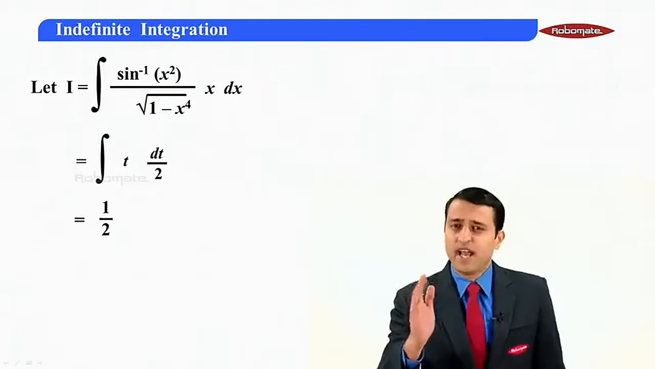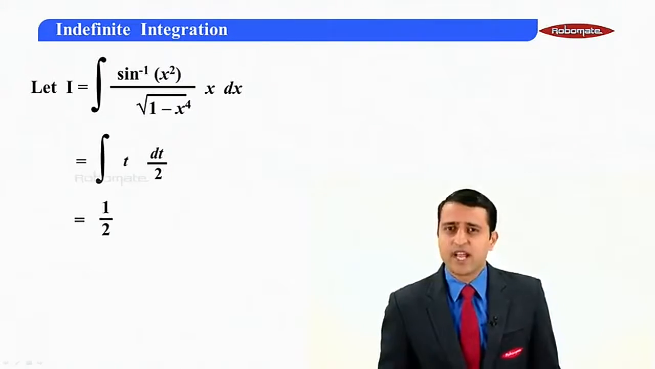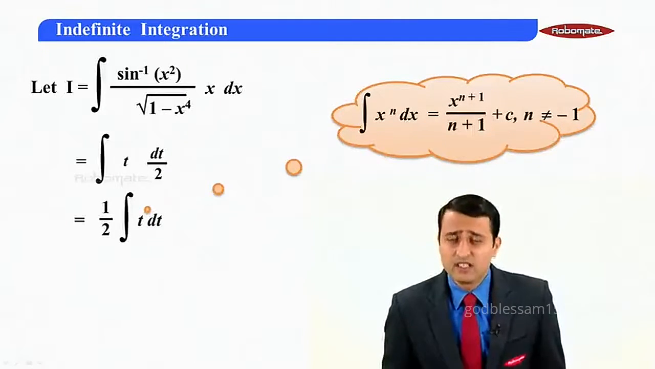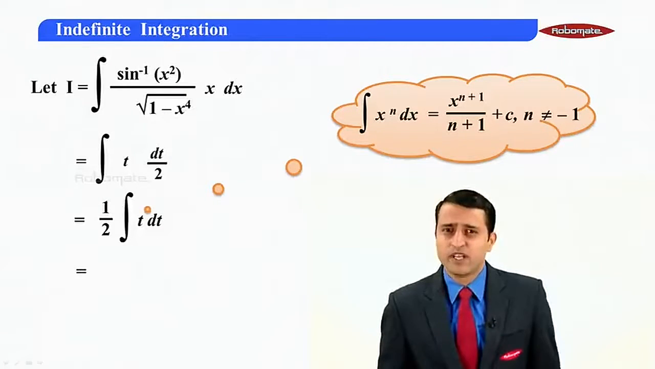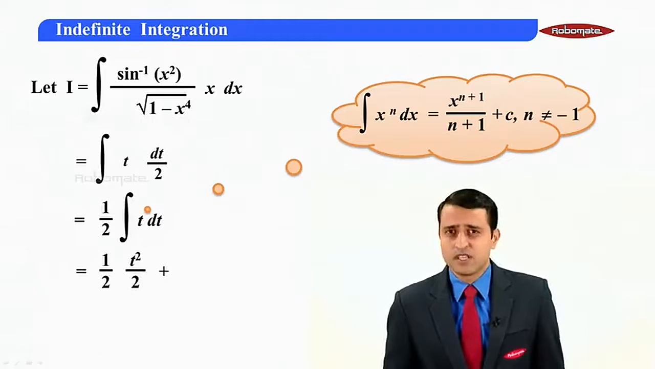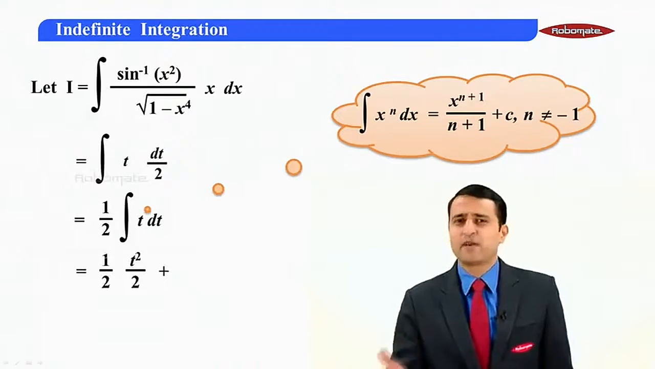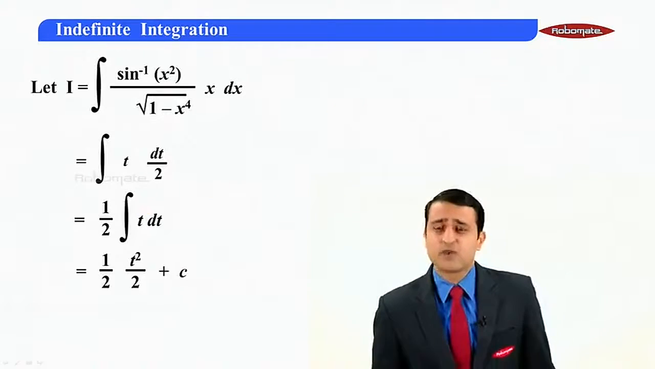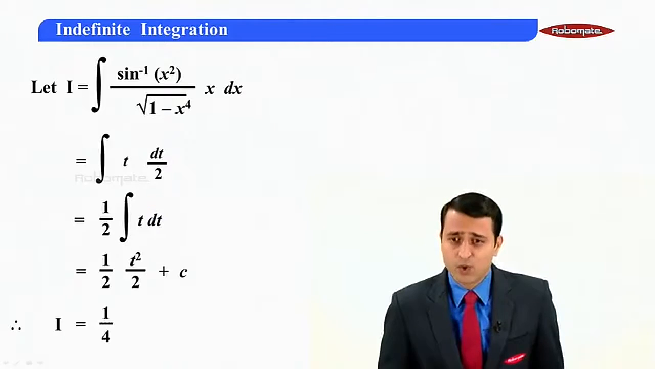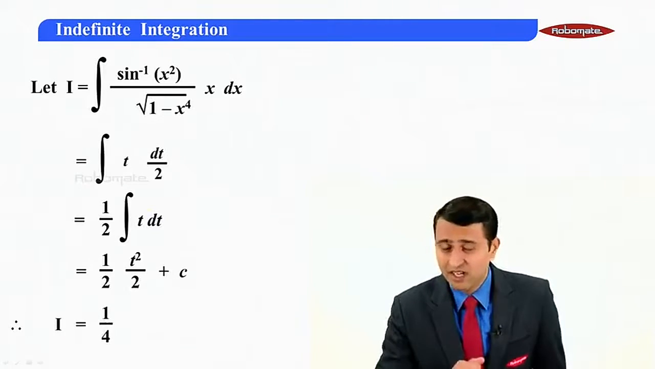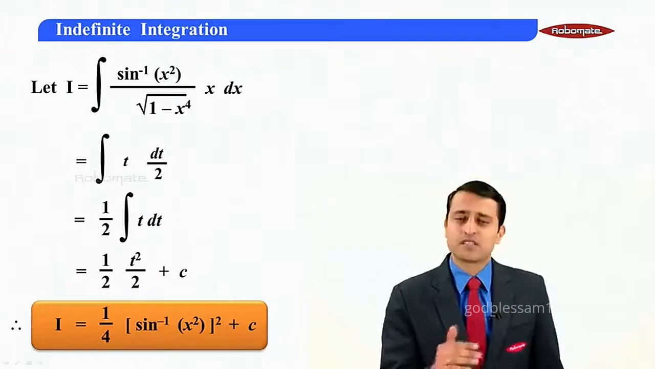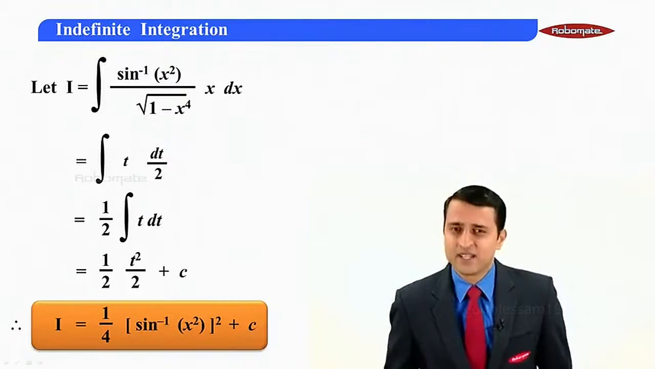So in the next step, I know half is a constant, so I'll take it outside. I'll have integral t dt. Now integral t dt is of the form x raised to n, so we'll have to apply the formula of x raised to n. On applying the formula, we'll get 1 by 2 into t square by 2 plus c. T square by 2 and 1 by 2. So in the next step, can I say t square by 4 is what I'll get, and we'll write this as 1 by 4. Now can I write t? Not at all. So 1 by 4 sine inverse x square the whole square plus c. And that's our final answer.